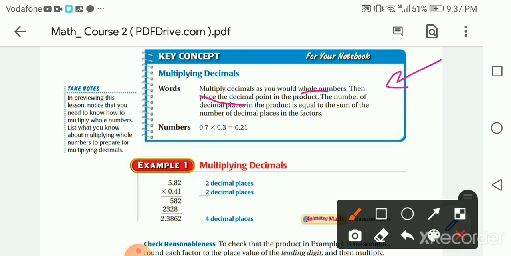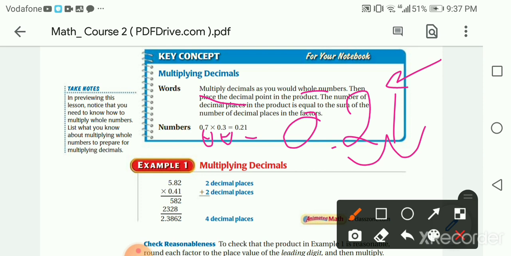When I say 0.7 times 0.3, 7 times 3 equals what, my dear students? 21, right? How many decimal places do I have here? 1, 2. This is important. So I'm going to write 0.21, with 2 decimal places, as I have 1 here and 1 there, so 2 decimal places.